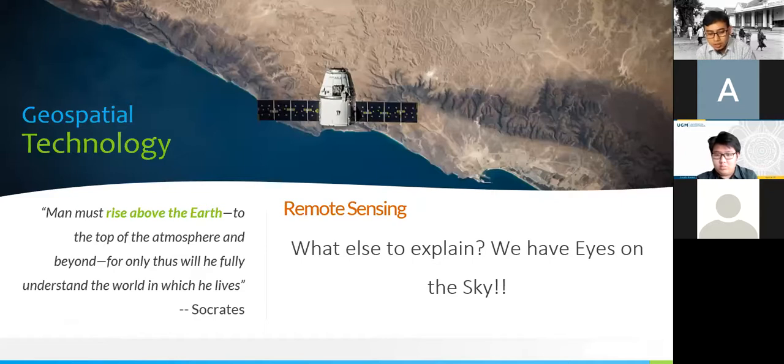And then we also have remote sensing. I think I do not have to explain this one when we discuss boundaries or borders, because what is there to explain when you have an eye on the sky? Like Socrates said on the left side, we can rise above the earth and see what our boundaries actually look like. Of course, not all of the boundaries are visible, because not all of the boundaries are identifiable by physical properties. But remote sensing is still one of the most prominent geospatial technologies used to monitor borders.